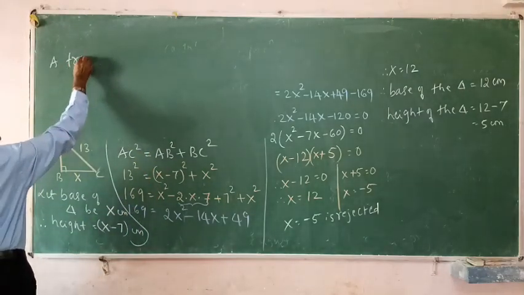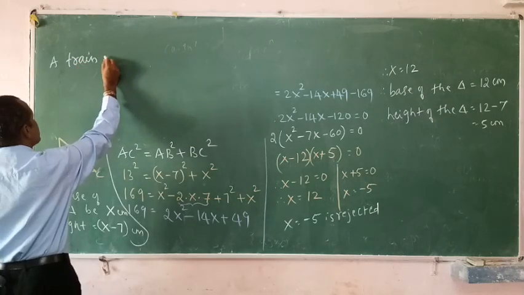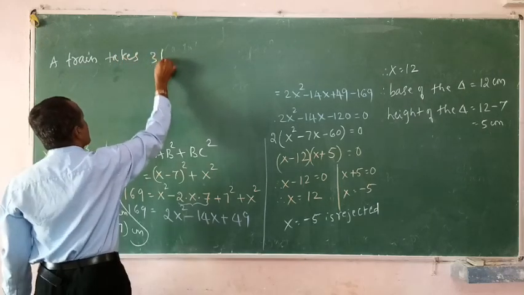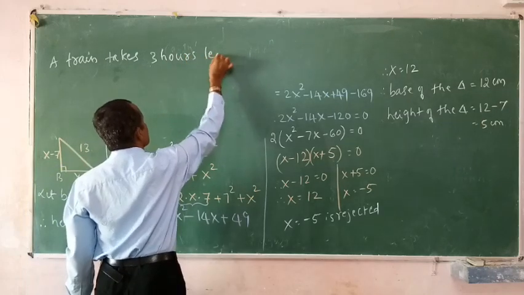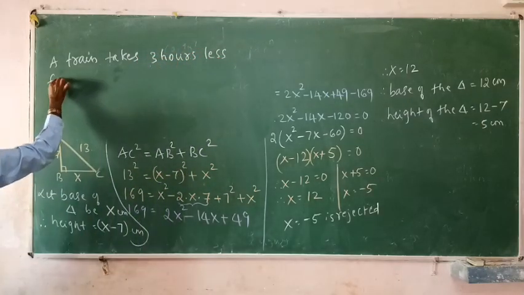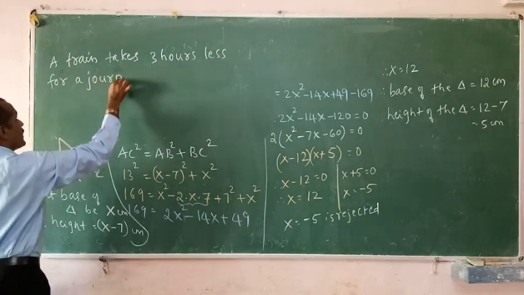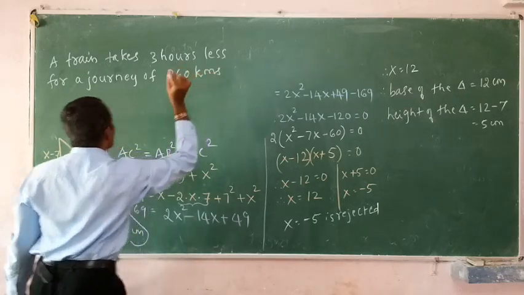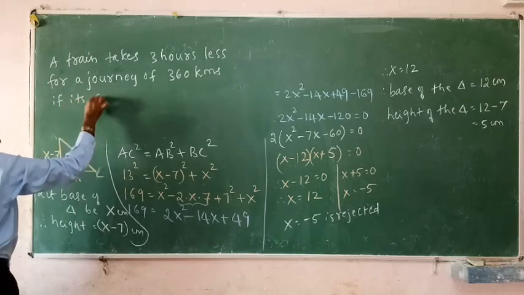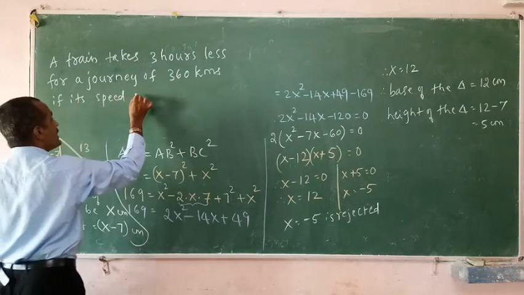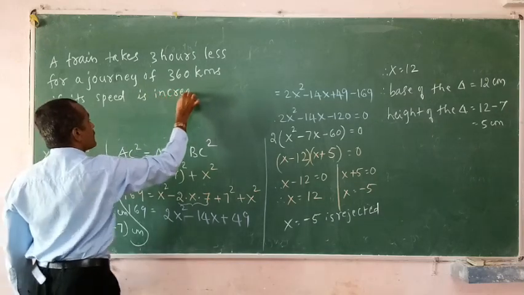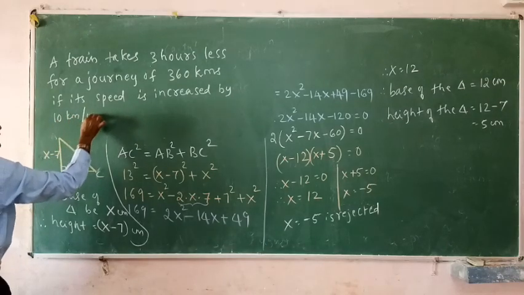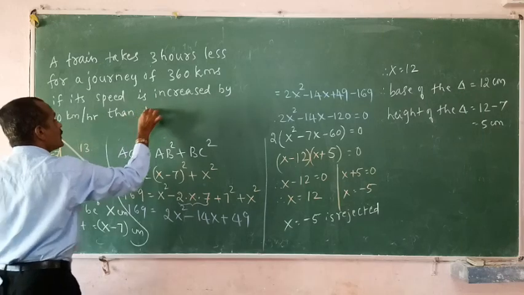A train takes 3 hours less for a journey of 360 kilometers if its speed is increased by 10 kilometers per hour than the usual speed.